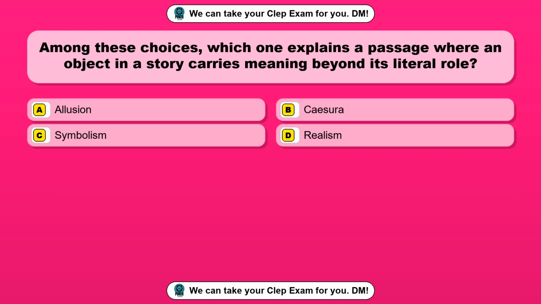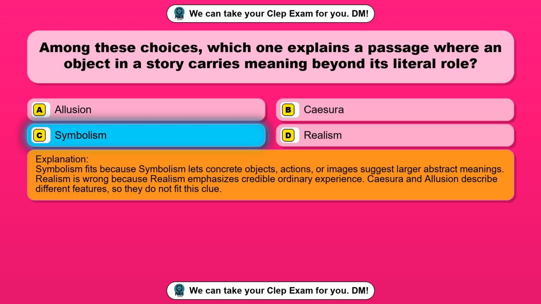Question 66. Among these choices, which one explains a passage where an object in a story carries meaning beyond its literal role? Option A. Allusion. Option B. Caesura. Option C. Symbolism. Option D. Realism. The correct answer is option C.